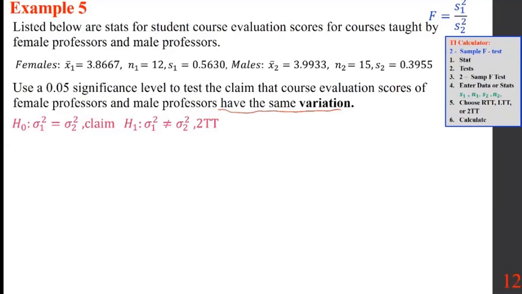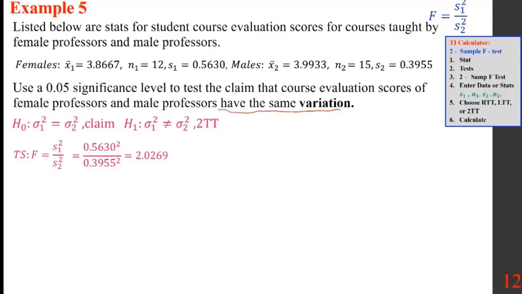So test statistic, S1 squared over S2 squared. Plug in. Notice we need to square them. So I want you to pay attention whether the variance is given or standard deviation. In this case, standard deviation is given. You must square both numbers.